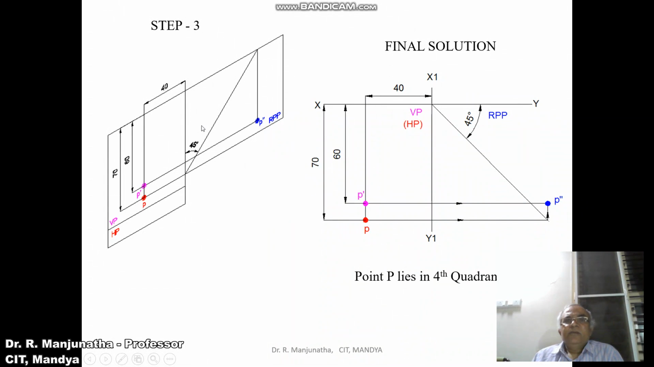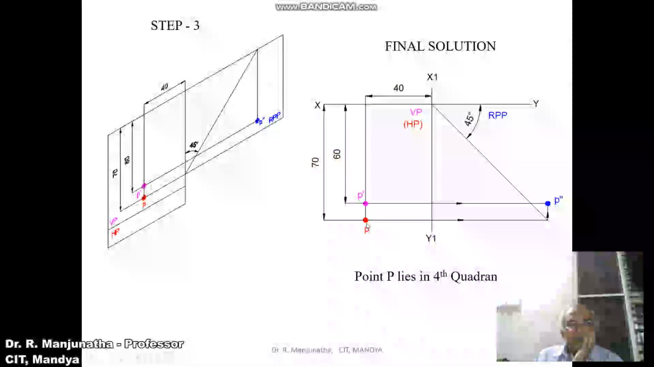Then the first condition is we should consider the distance in front of RPP. The distance in front of RPP can be seen in both the horizontal plane and also in the vertical plane. So from the X1 Y1 line, you measure the distance of 40 mm and draw a vertical thin projector here. Then the distance below HP can be seen in VP. So VP is below the XY line. From this point, you measure a distance of 60 mm and mark this point, which is going to be P dash. Then the distance in front of VP can be seen in the horizontal plane. So from here, you measure the distance of 70 mm and mark it on this. So you get this point, small p. So this is 70 mm.